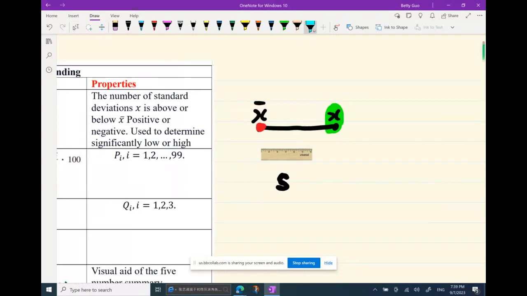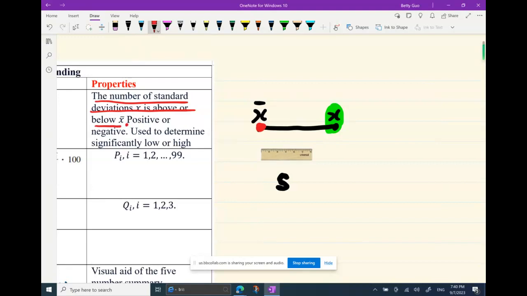If we read the formal definition here, the z-score of x measures the relative standing of x. Z-score refers to the number of standard deviations, plural, sometimes more than one, sometimes less than one. So z-score measures the number of standard deviations x is above, if it's positive, or below, if it's negative, x bar. The sentence is supposed to stop here, and we have a period here.